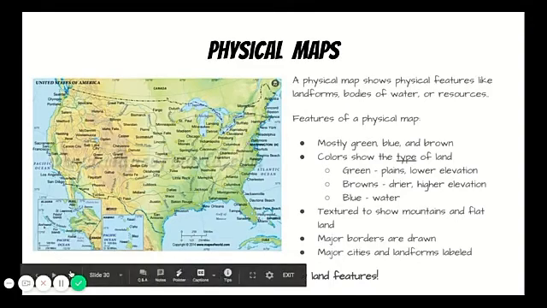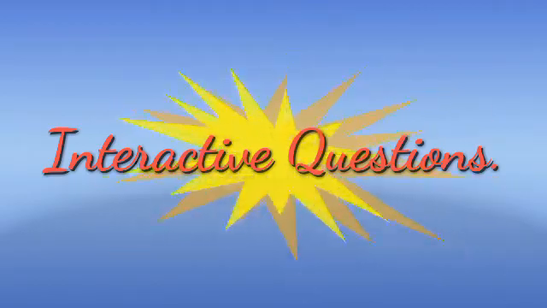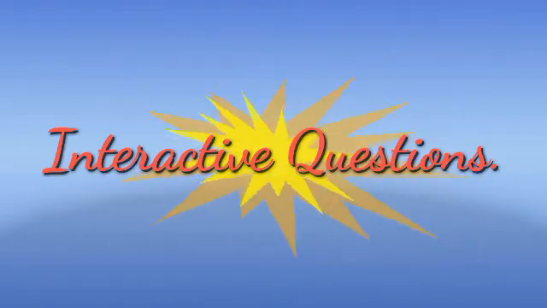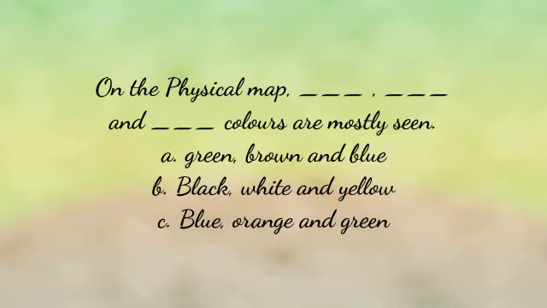Okay, now we'll continue by looking at some interactive questions. Now listen carefully. The first question says, dash map shows the boundaries between states, cities, and countries. A. Physical. B. Social. C. Political. The right answer is C. Political. Number 2 question says, on the physical map, dash, dash, and dash colors are mostly seen.